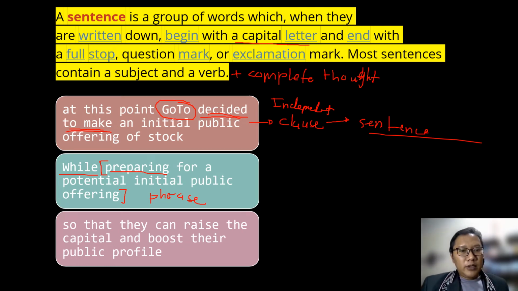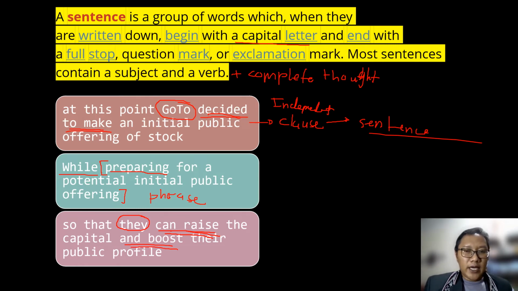What about the last one? The last one here, we have the subject they, we have the verb can raise, we even have two verbs, can raise and boost.